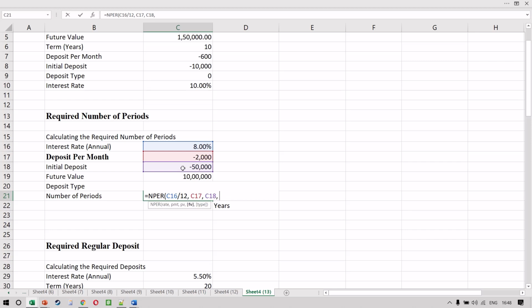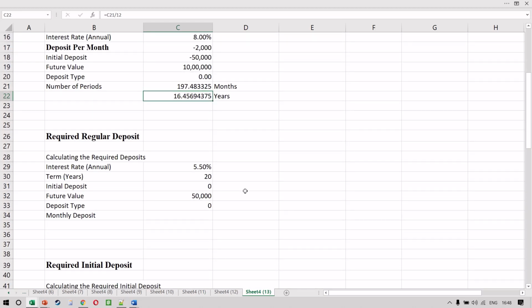Then we have the future value, which is a million. And finally, we have the type, which is 0. And it gives me 197.5, which is in months. And if I divide it by 12, then it gives me 16.5 in years.